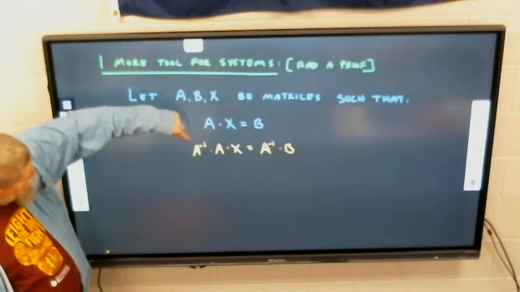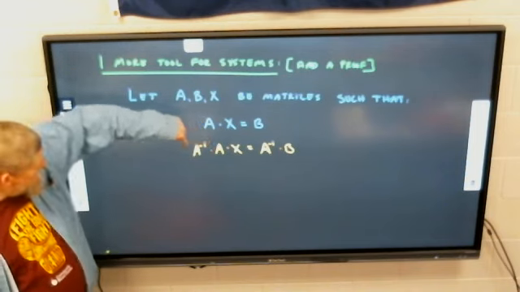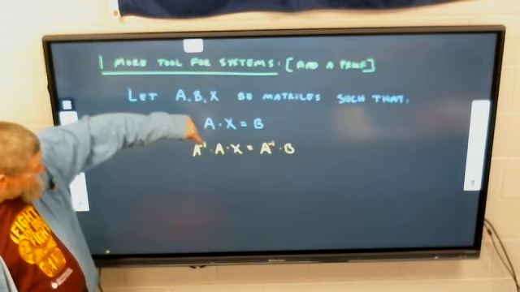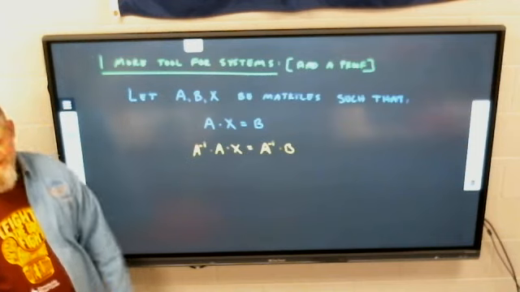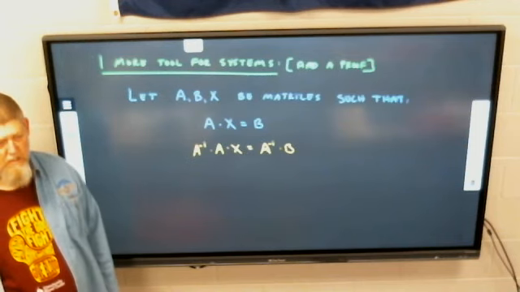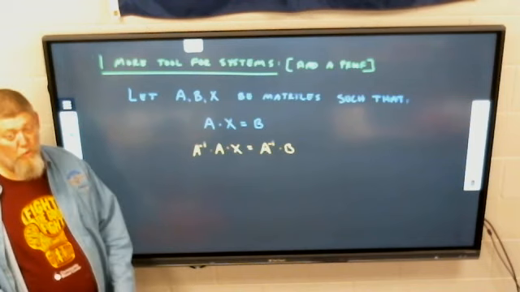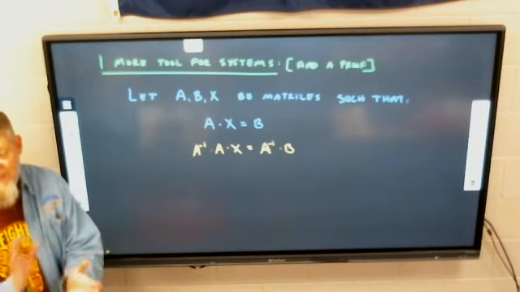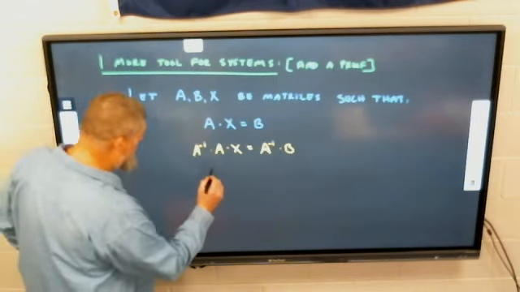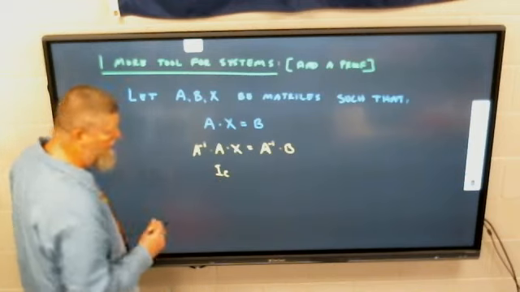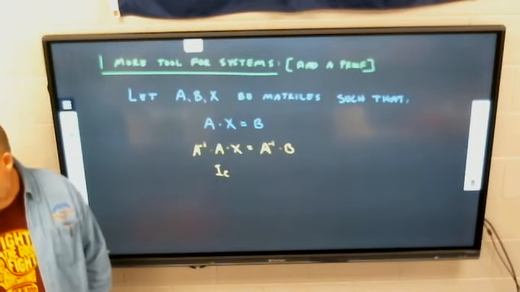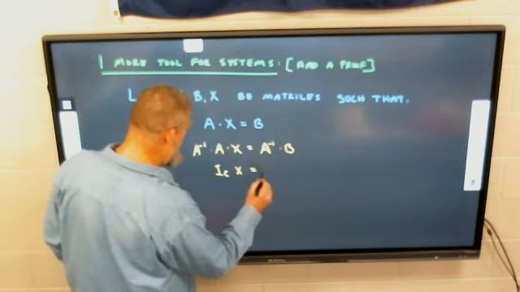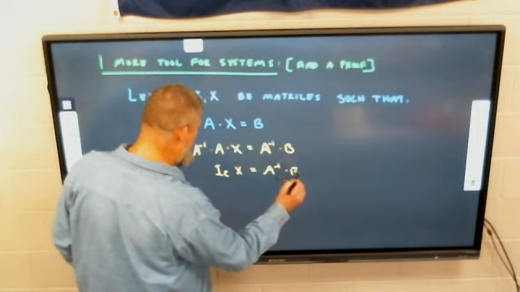Now, what do I know that the inverse of A times A, in either order? We talked about this the other day. It doesn't matter which way I multiply them. What is the inverse of A times A? Do they cancel? One? Well, they don't really cancel, and it's not really one. You've got to give me a matrix. 1001. So it's called the identity element, an identity matrix. So it's going to be 1001 times X is going to equal the inverse of A times B.